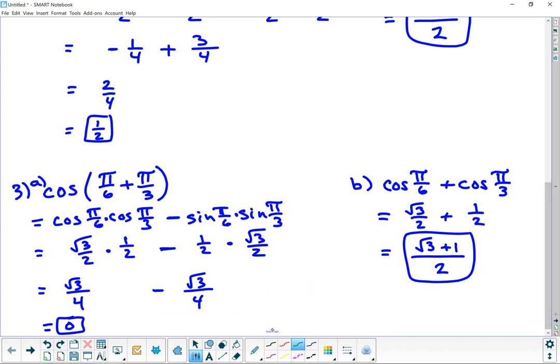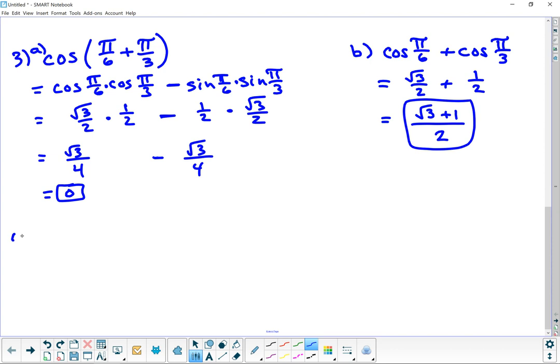Okay, let's keep going. Number 4, we've got part A: sine of 2 pi over 3 plus 3 pi over 4.